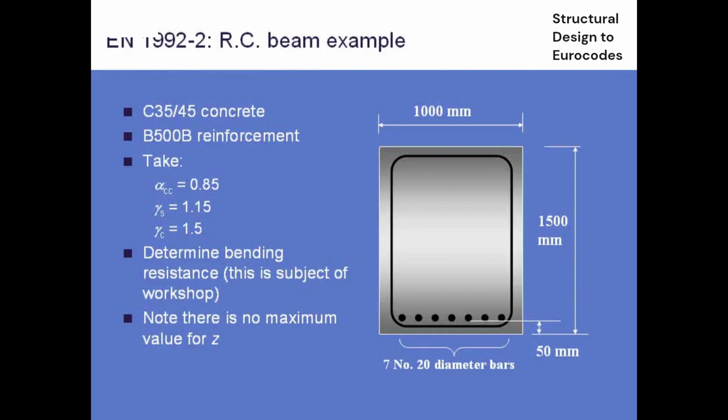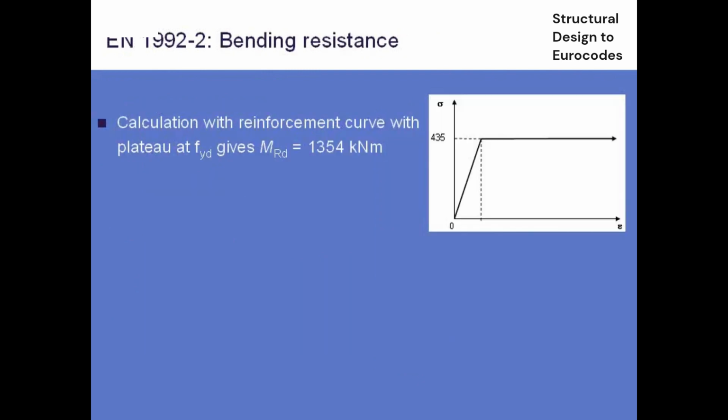Just a quick numerical example. This just literally gives you the results rather than taking you through the calculations, but for a very, very simple rectangular beam with B500B reinforcement, ductility class B rebar, alpha CC is 0.85 for bending. The two material factors there. What results do we get for 20 diameter reinforcement?